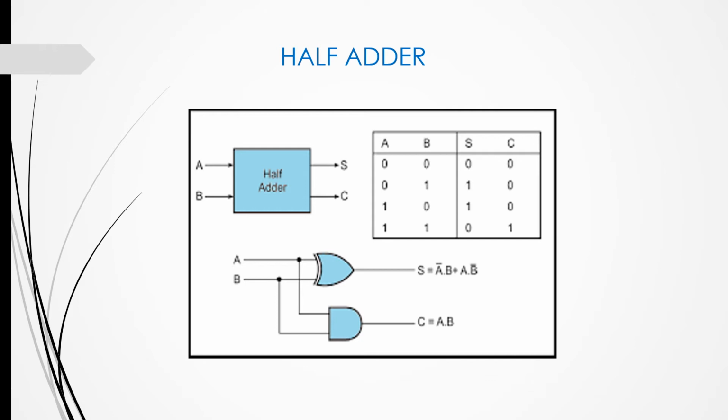Half adder does not take into account previous carry if any. This is the drawback of half adder. It can add only 2 bits. So it is used for LSB addition.